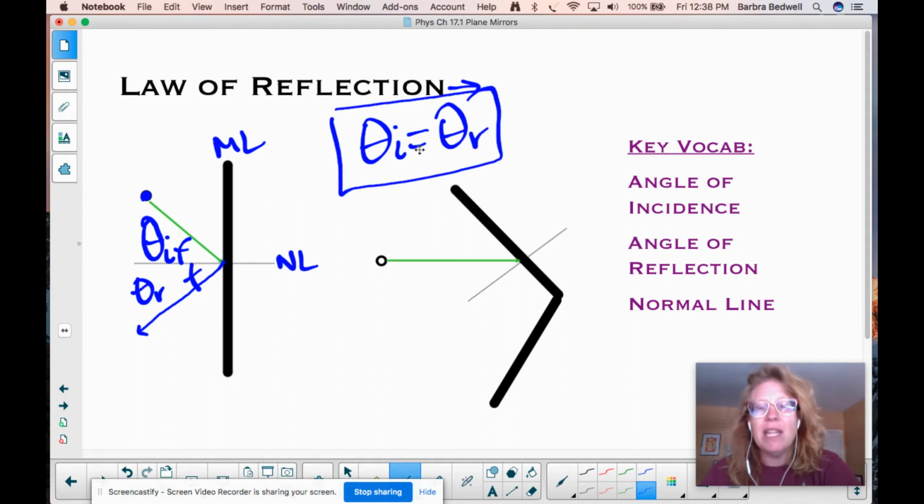So that is the law of reflection. The incoming angle and the outgoing angle are equal to one another, symmetrical around the normal line to the surface. So angle of incidence equals angle of reflection. Those are the terms that we've got.